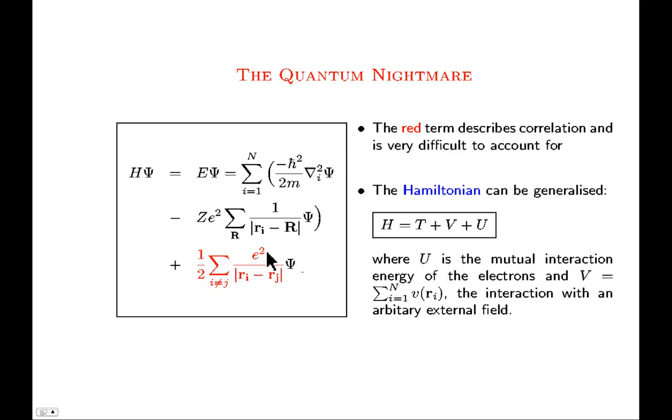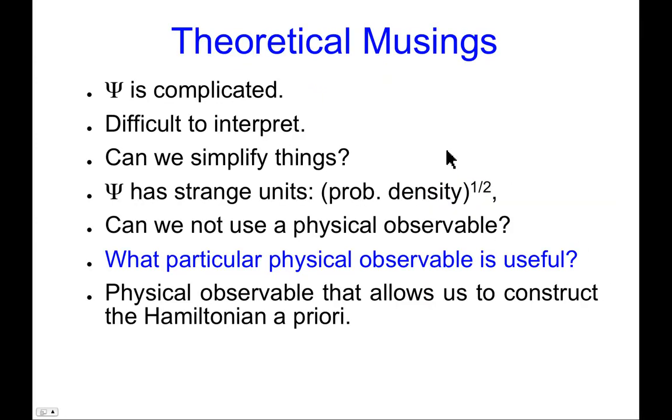That is the interelectronic interaction, so e squared, the charge on two electrons, over the distance between the two electrons, and that's electron correlation. So in general, of course, we can think of the Hamiltonian as being generalized into three terms: a kinetic energy term, a nuclear attraction term, or maybe we would call that a one-electron potential term, and then U is the two-electron term, the interaction between the electrons.